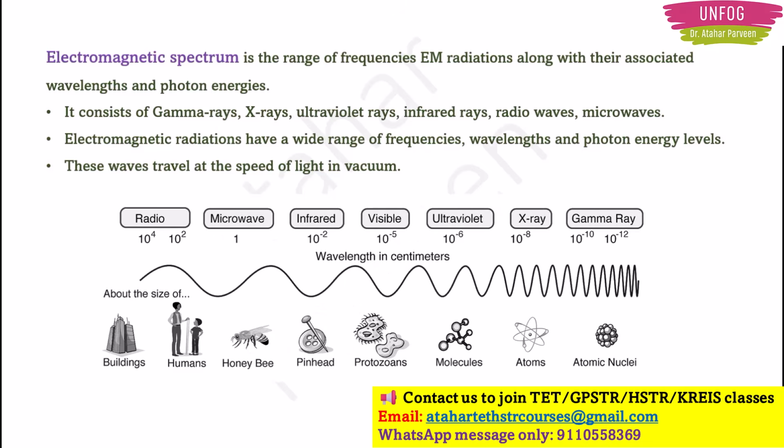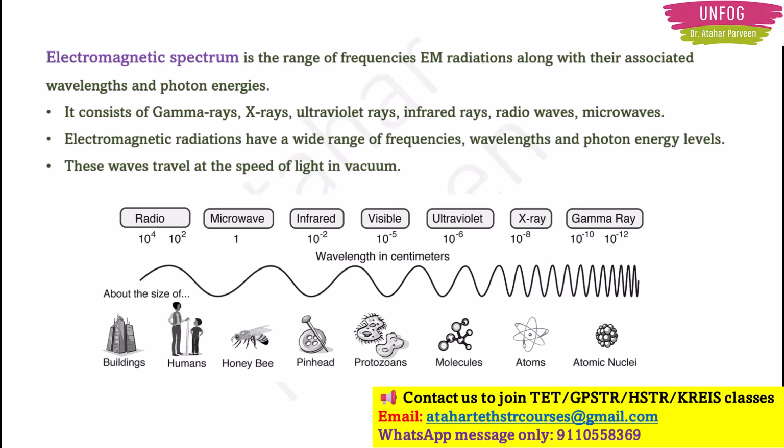Now here I have a picture which portrays the size of the waves. Here I have the wavelength. Here I have the size of the waves. See, the visible light is in the middle of the spectrum. On one side you have ultraviolet, X-ray and gamma rays, and on the other side you have infrared, microwaves and radio waves.